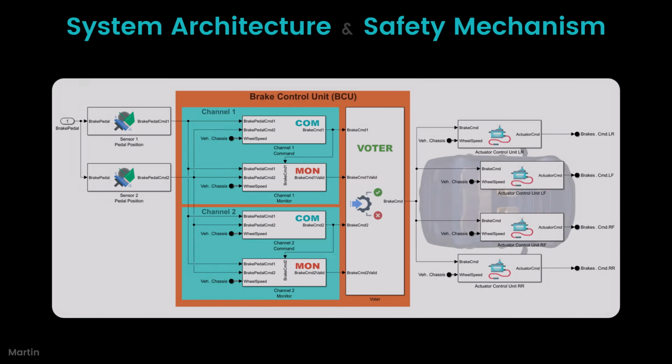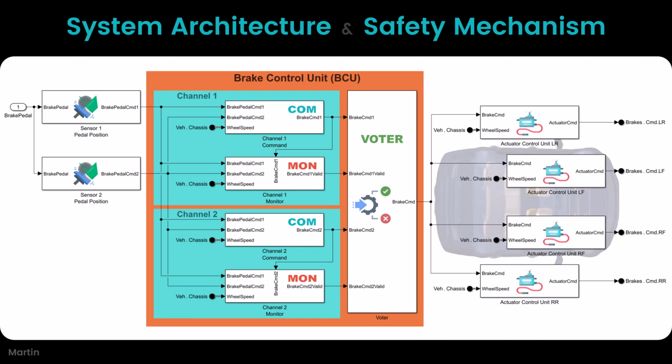Building on the discussion of safety mechanisms, here is a high-level implementation of the system architecture in Simulink. The model includes two dissimilar pedal position sensors to provide redundant and diverse input measurements, and two control channels within the brake control unit, each comprising a command module and a monitor module. A voter component is integrated to compare the outputs from both channels and determine which command should be active, ensuring fault detection, redundancy management, and reliable system operation in alignment with the safety concept.